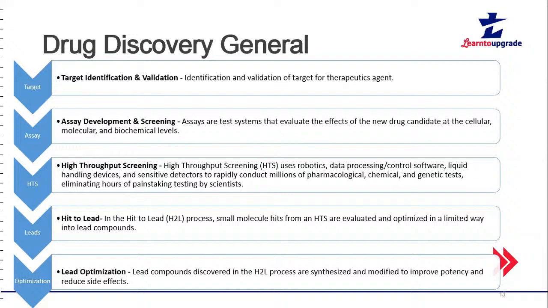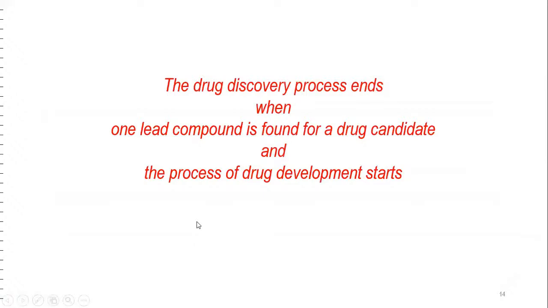Great. Thank you. So let me take you to the next particular question part. Here the drug discovery process ends when one lead compound is found for a drug candidate and the process of drug development starts. At least one lead compound or drug candidate should be there to say that this process is finished. At least one. We usually come up with 50 to 250 compounds by this stage, but at least one should be there to say that now this process is finished and we can move to the preclinical stage.